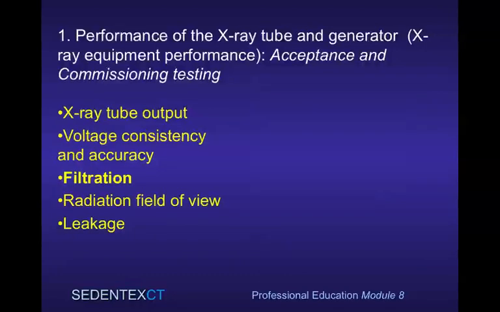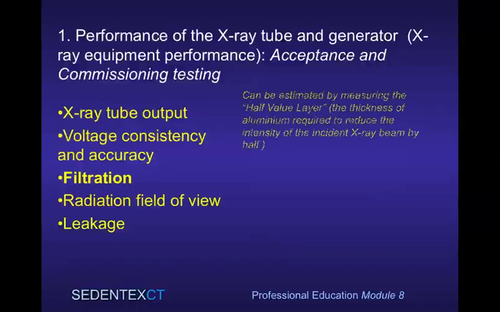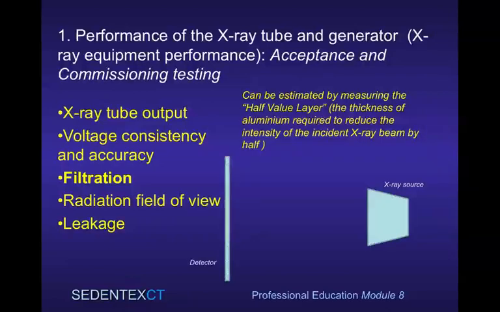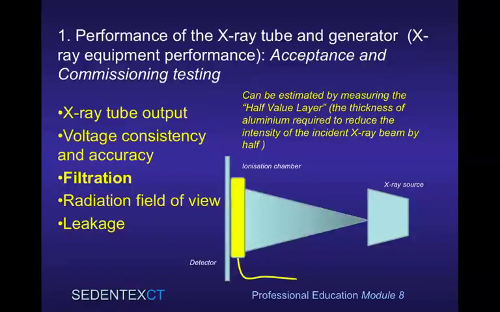In terms of filtration, an initial acceptance or commissioning test will look at the amount of filtration on the machine. This can be estimated by measuring the half-value layer. What this means is the thickness of aluminium that is required to reduce the intensity of the X-ray beam by half. In very simple terms, if we consider the X-ray source and the detector, we can measure the X-rays hitting the detector using an ionization chamber when we expose it.